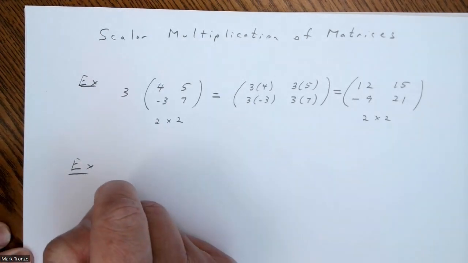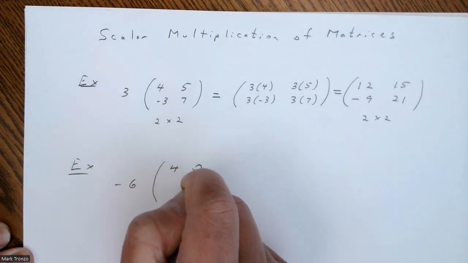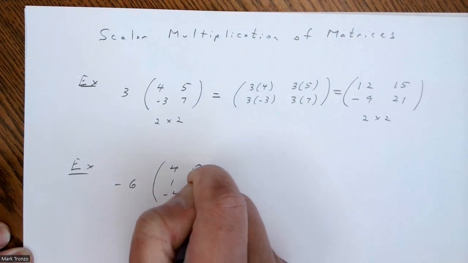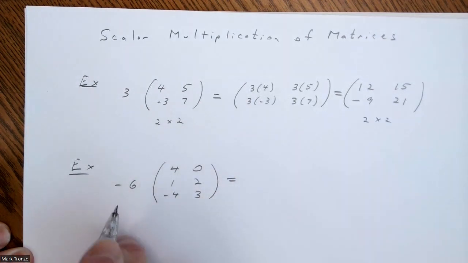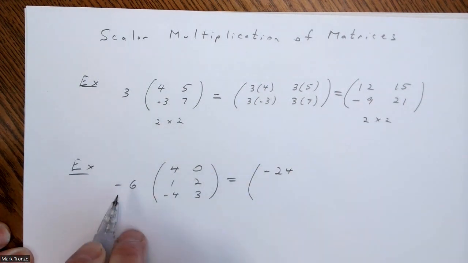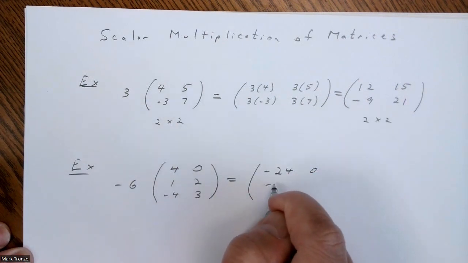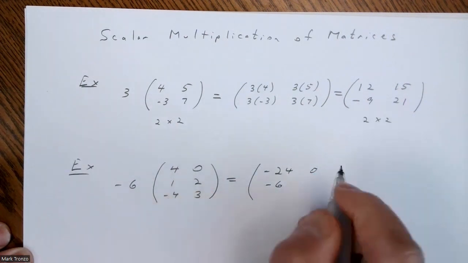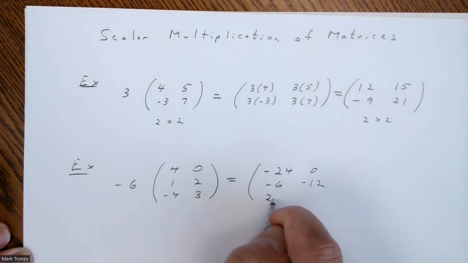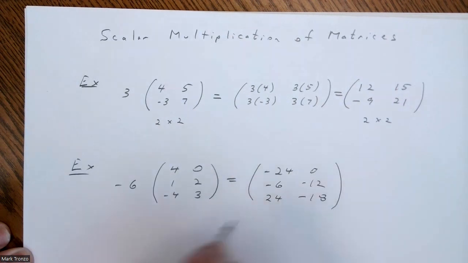Or if you multiply -6 times this matrix, -6 times this is -24, -6 times 0 is 0, -6 times 1 is -6, -6 times 2 is -12, -6 times 4 is 24, -6 times 3 is -18.